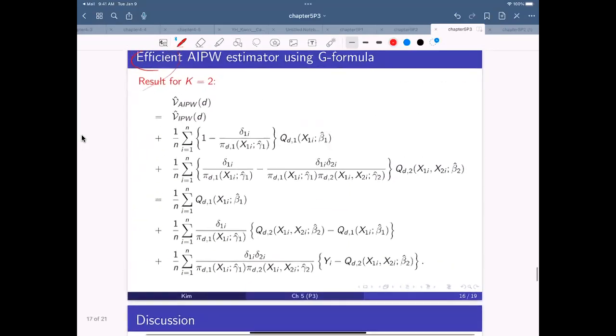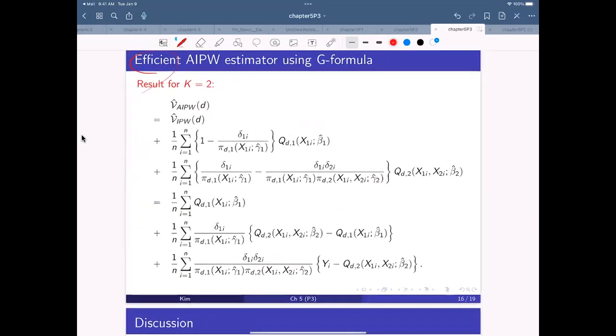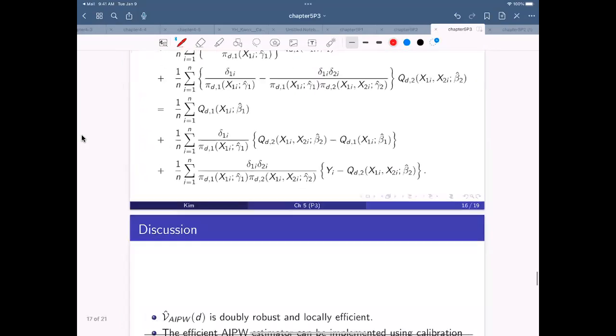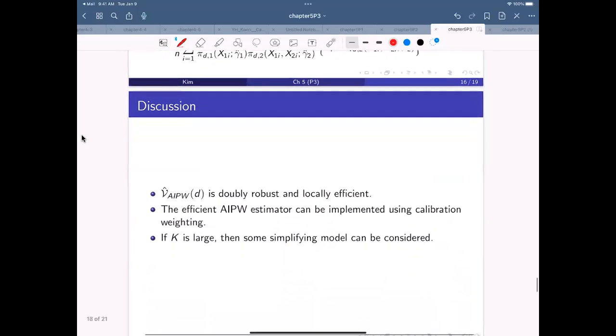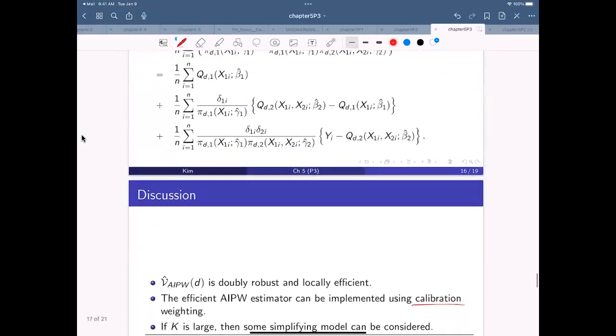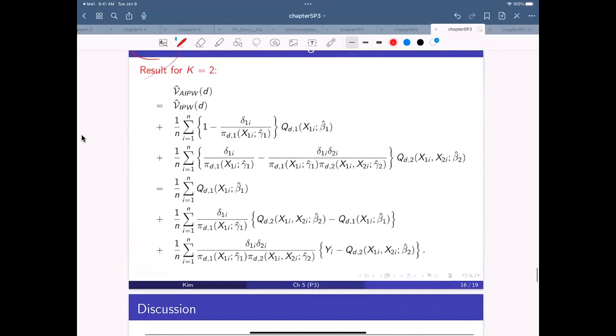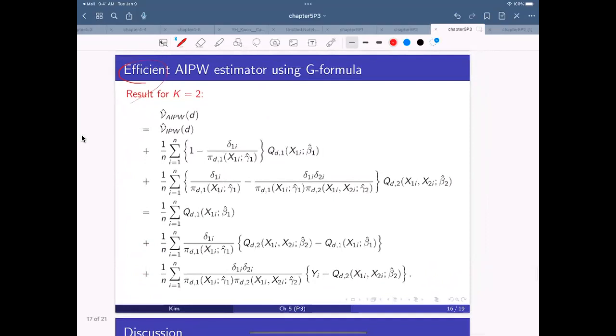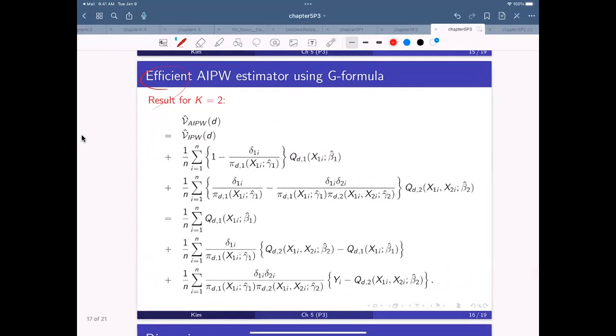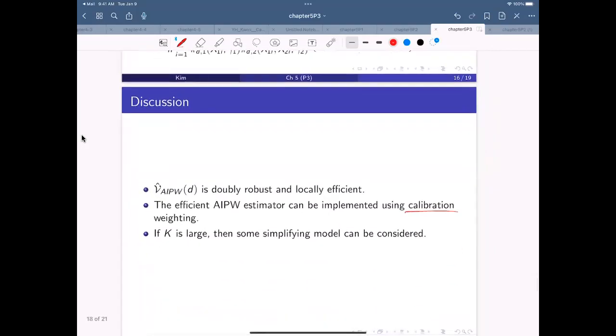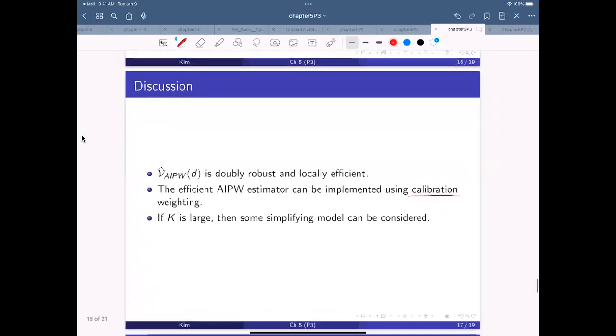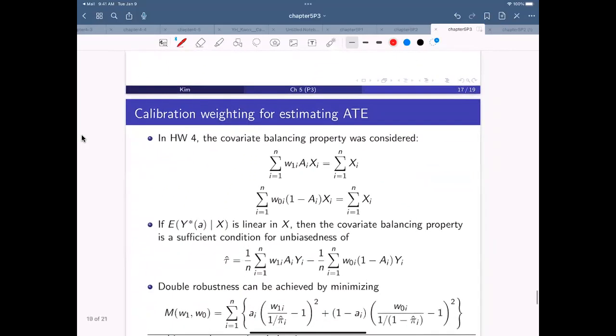So this is doubly robust, right? Doubly robust and locally efficient. Yeah, so we just mentioned that if we go to the next slide. The next one. Okay. So it can be implemented using calibration weighting for the potential outcome. So I'm going to explain this concept.